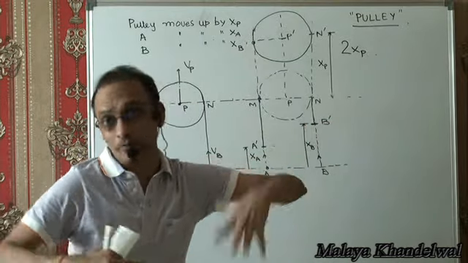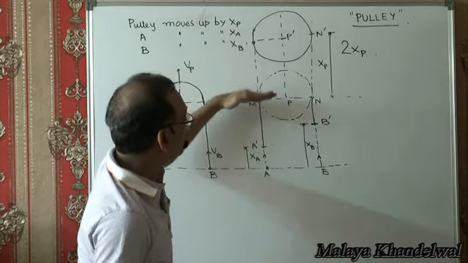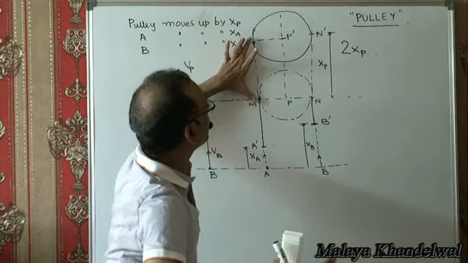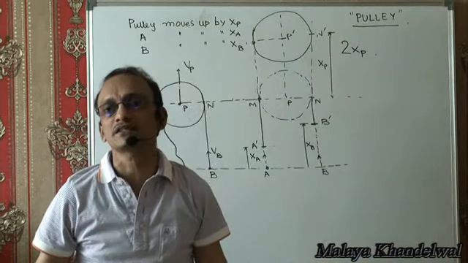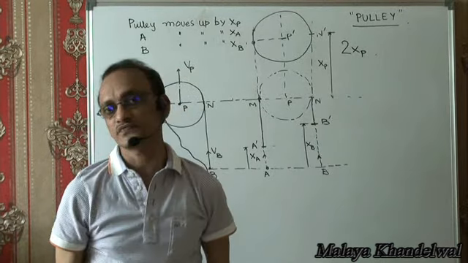Where would that have to come from? I can't produce more length of the string. I can free up some length of the string from A, I can free up some length of the string from B, and that will appear as additional length 2xp on either side, ensuring that the total length of the string remains preserved at all times.